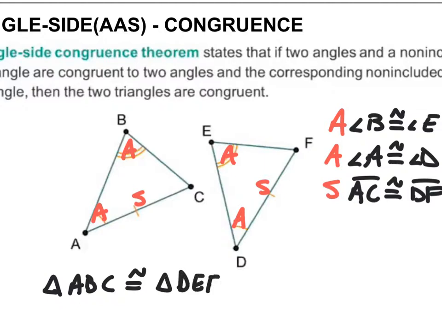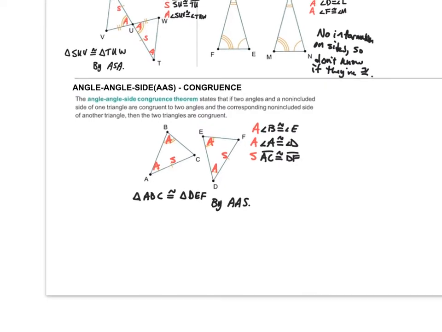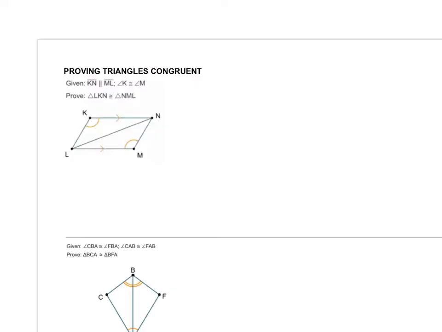Now, we can name this a number of ways, but we just want to make sure that the way we name them, each of these correspond with each other. So A corresponds with D, B corresponds with E, and C corresponds with F. And we know that these two triangles are congruent by angle, side. And that's it. I'm having a lot of fun. This is a good video.